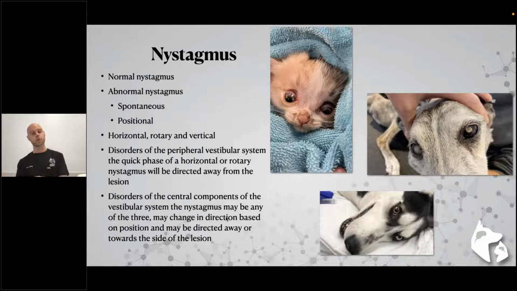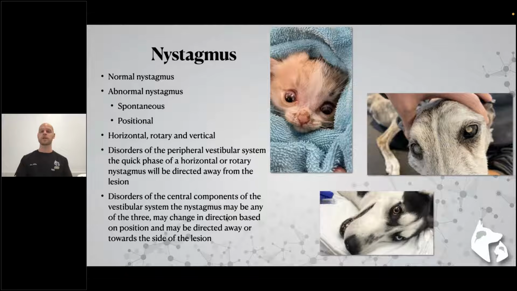So slow phase towards the lesion, fast phase away from the lesion, but we describe it by the fast phase, okay? Disorders of the central components of the vestibular system, the nystagmus may be any of the 3: horizontal, rotary, and vertical. With peripheral, they're horizontal and rotary, and may change direction based on position.